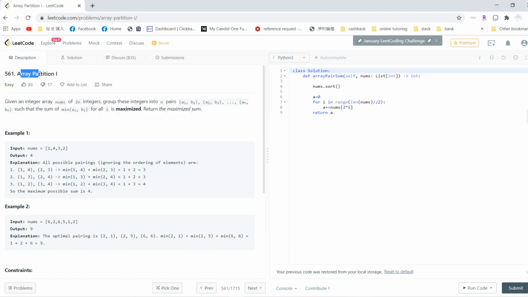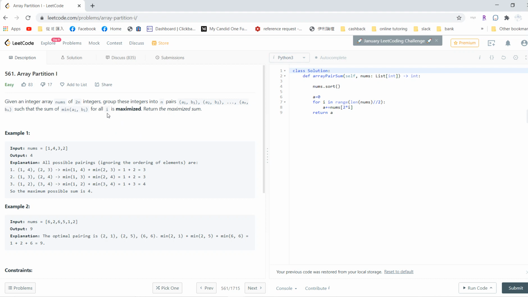So this problem is called 561, Array Partition. Given an array of 2n integers, group them into n pairs such that the sum of the min of each pair is maximum.